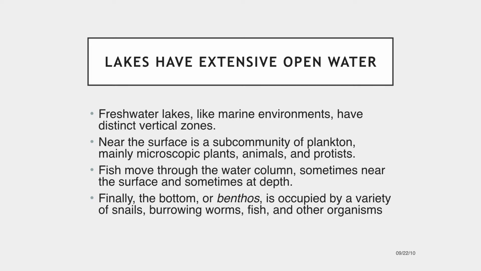Freshwater lakes, like marine environments, have distinct vertical zones. Near the surface, a subcommunity of plankton, mainly microscopic plants, animals, and protists, single-celled organisms such as amoeba, float freely in the water column. Insects, such as water striders and mosquitoes, also live at the air-water interface. Fish move through the water column, sometimes near the surface and sometimes at depth. Finally, the bottom, or benthos, is occupied by a variety of snails, burrowing worms, fish, and other organisms. These make up the benthic community.